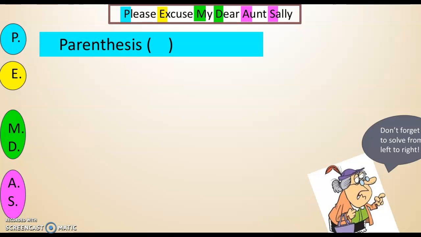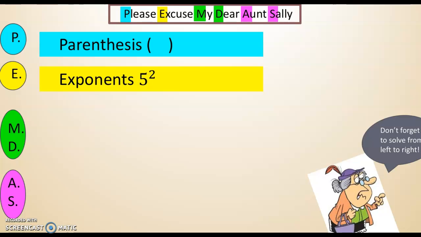First, we have P, and please excuse my dear Aunt Sally. P, as I said, represents parentheses and brackets. Parentheses are used to group things together. Our rules tell us to do any operations inside these grouping symbols first. And that's what parentheses look like, and sometimes you can see brackets.